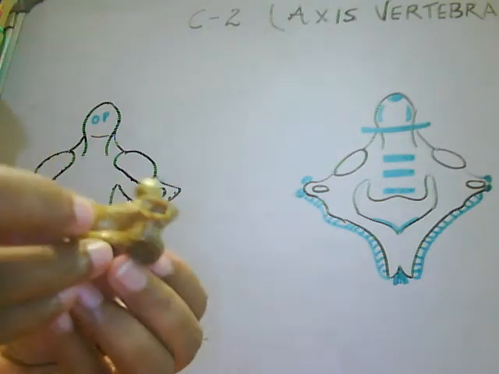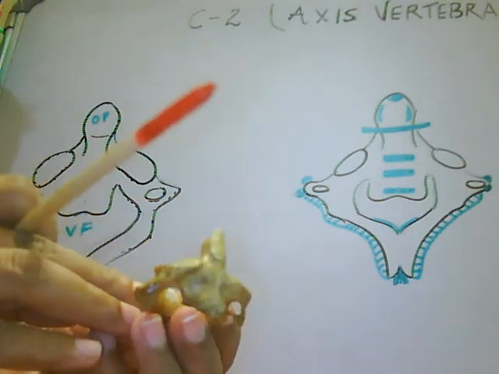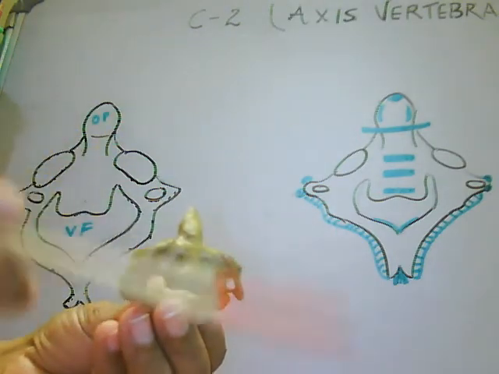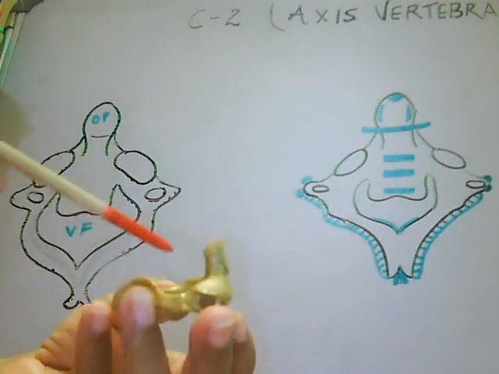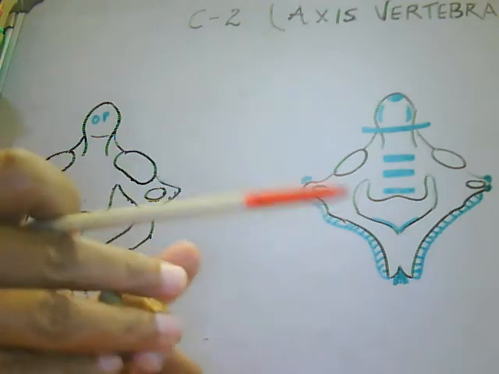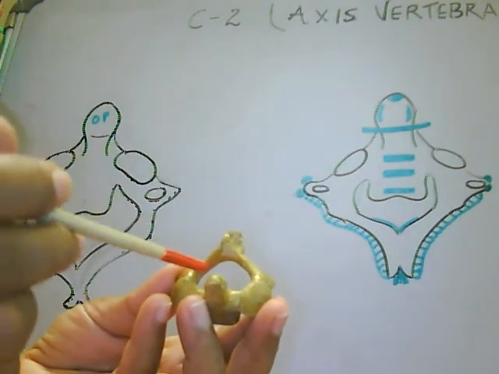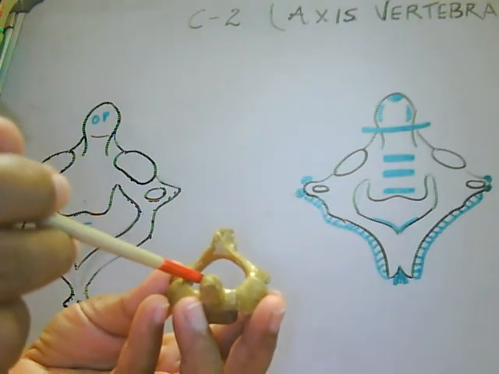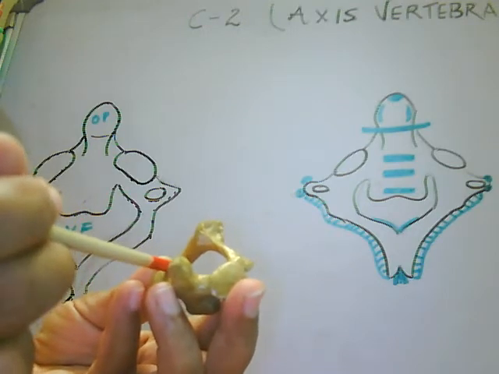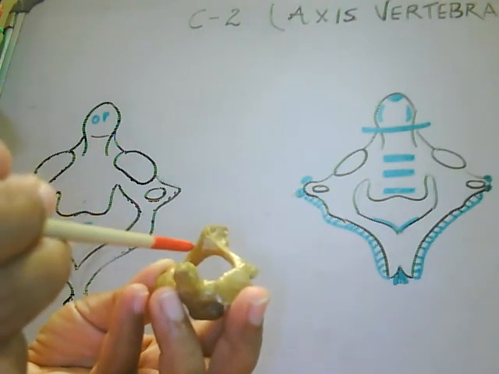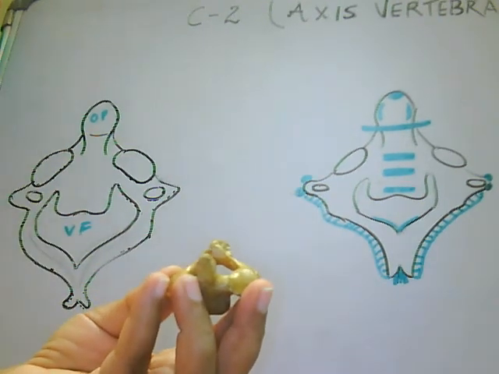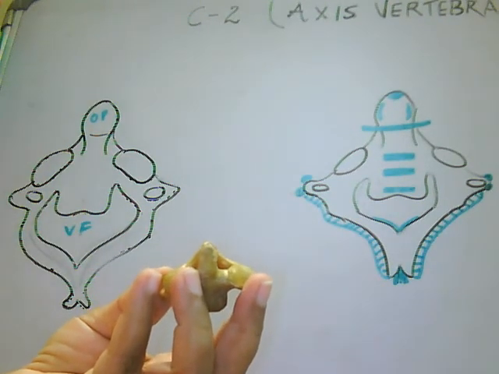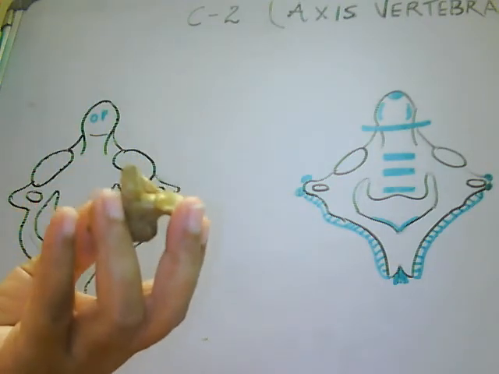So this is the position of the axis vertebra. This is the anterior side and this is the posterior side. The anterior surface of the lamina is towards the vertebral foramen. The lower part of this anterior surface, along with the superior border, provides attachment to the ligamentum flava. So the ligamentum flava is attached on this lamina.